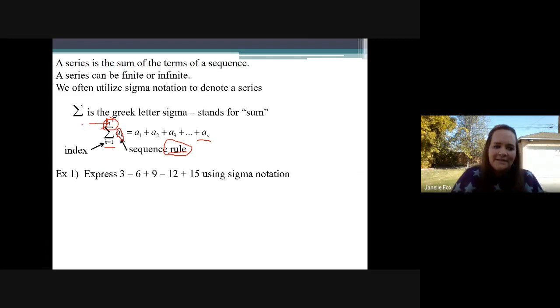Or this is fun, and this is what makes it infinite. They could put an infinity up there. Okay, so if they put an infinity up there, that's totally fine. Also, that just makes it an infinite series.